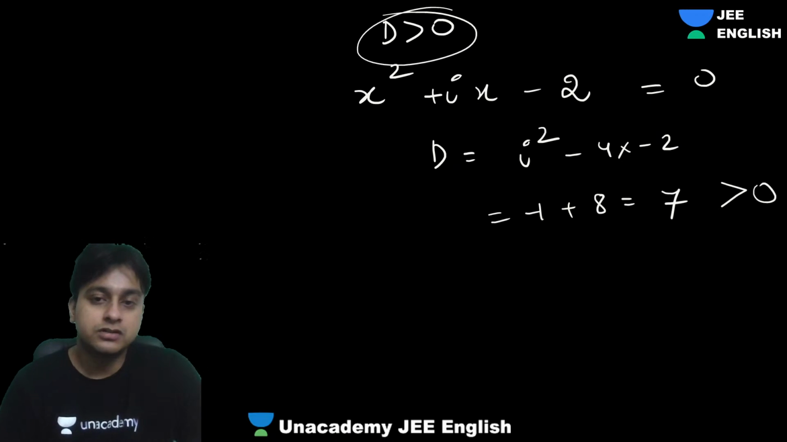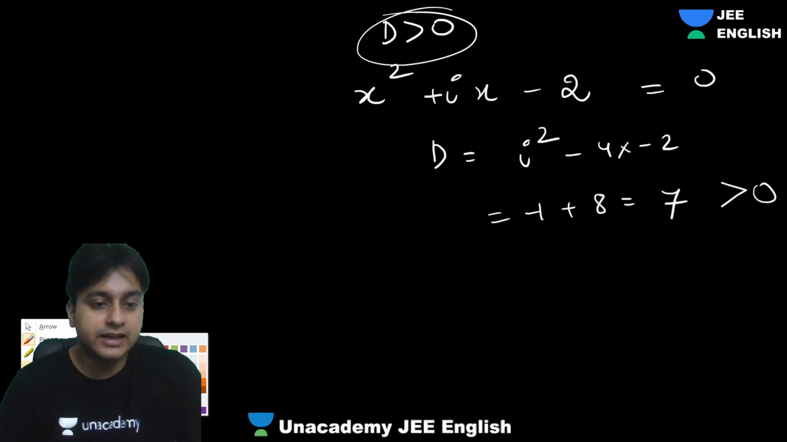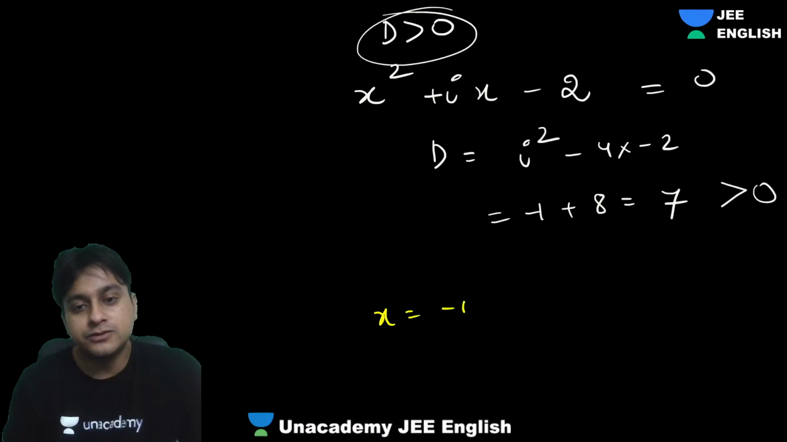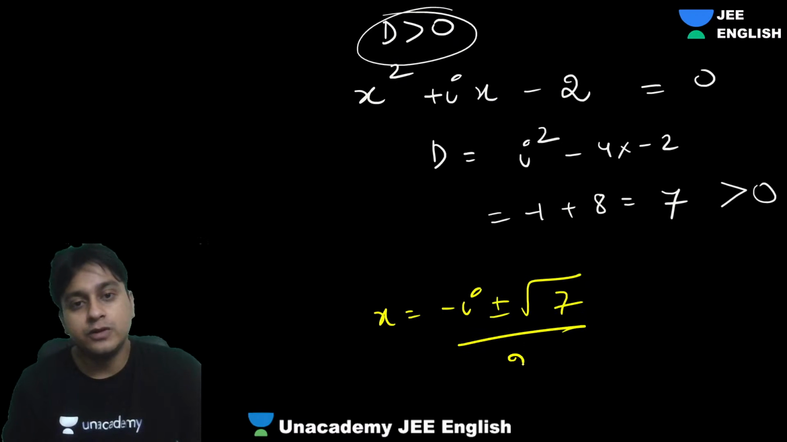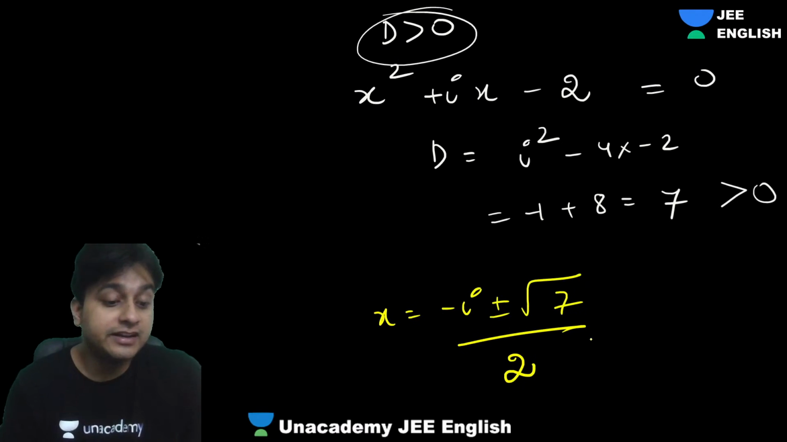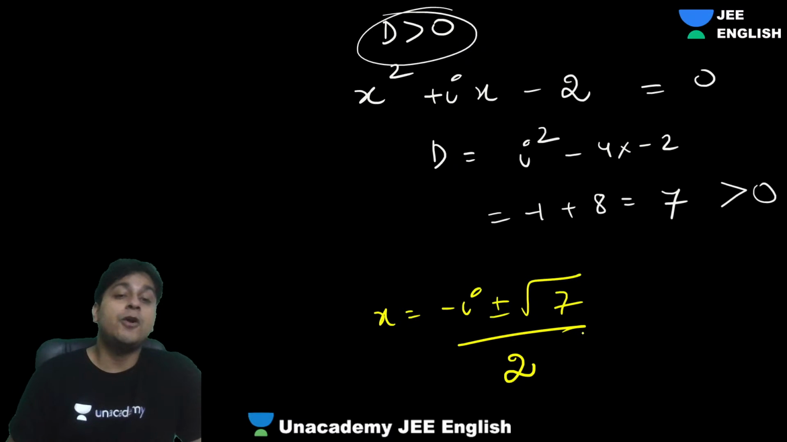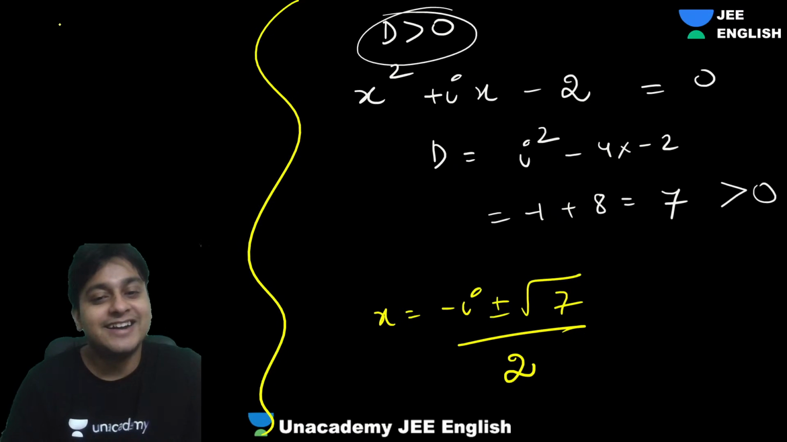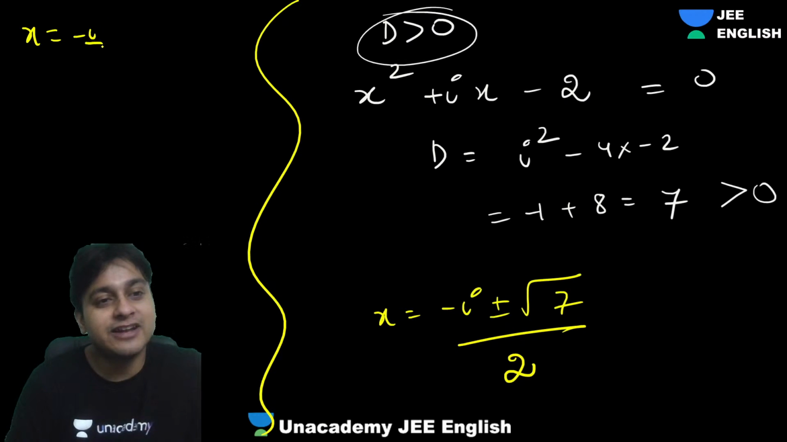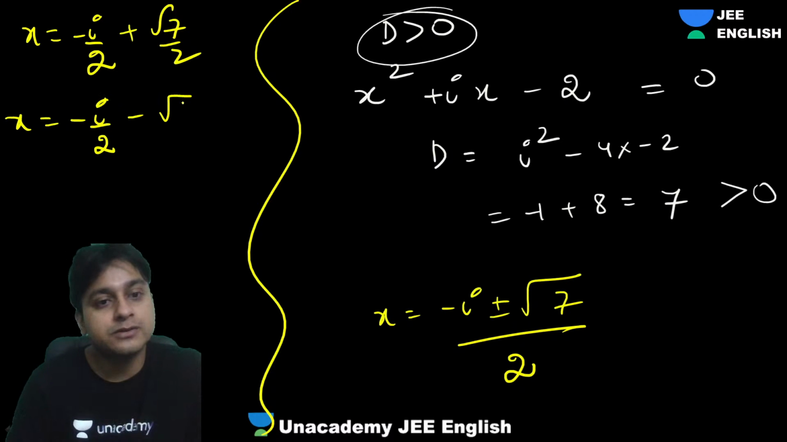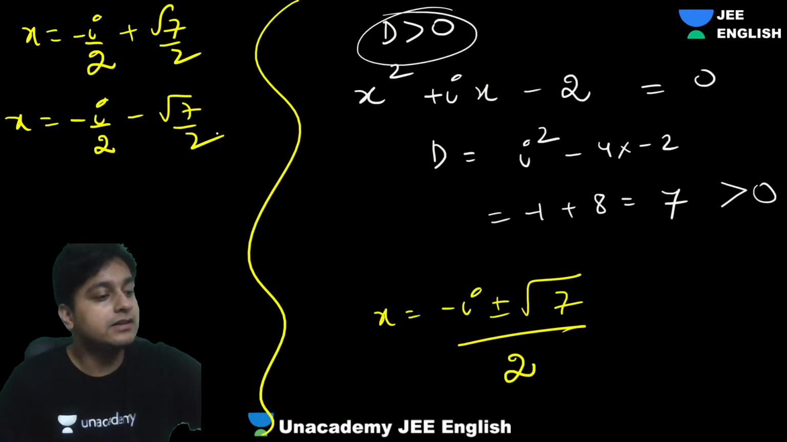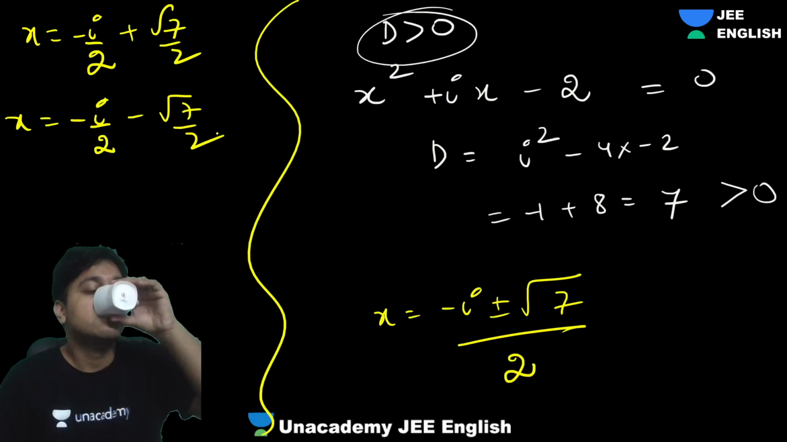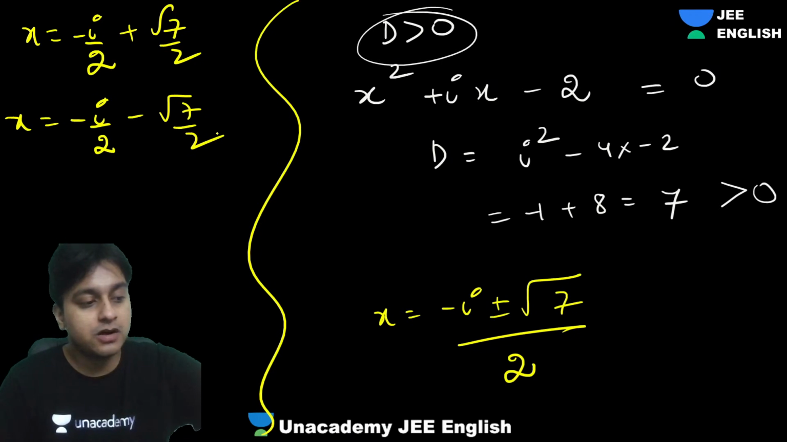But what are the roots? If you look at the roots in this scenario, what are we getting? x equals minus iota plus minus under root of the discriminant by 2a. Guys, we are getting imaginary, or we can say complex roots. Understood? So what are we getting? x equals minus iota by 2 plus root 7 by 2, and the other one we are getting is minus iota by 2 minus root 7 by 2. Isn't it, everyone? Got it?